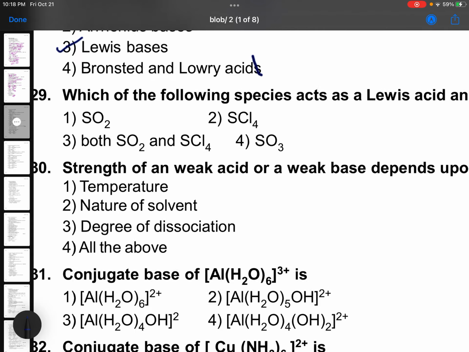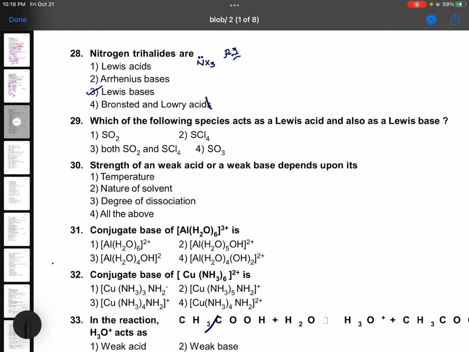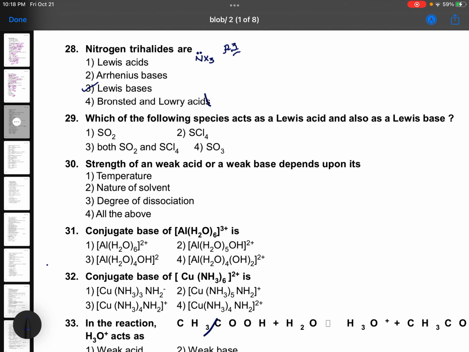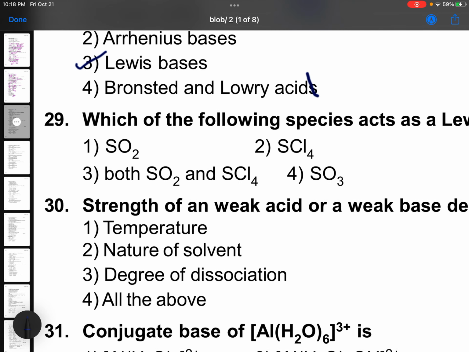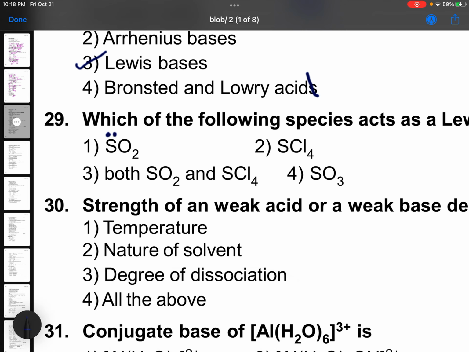Which of the following species acts as Lewis acid and also as Lewis base? Okay, which of the following can function like Lewis acid as well as Lewis base? So it is possible when the molecule is having a lone pair of electrons. This is a lone pair of electrons and it is attached to oxygen by multiple bonds.